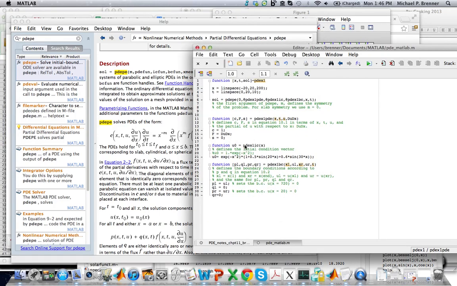Then pde1ic specifies the initial condition, so u0, and this is the crazy initial condition I specified in class. There's also the possibility of doing the Gaussian, which is this one.